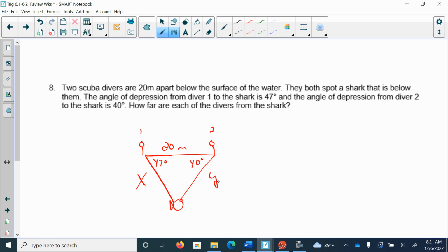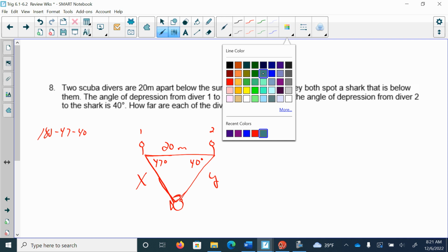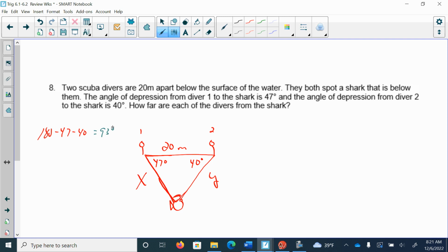I do not have it, oh, I can form an opposite pair. I don't have an opposite pair right now, but if I find this angle here, which I can, I'm going to have that opposite pair. So the first thing I'm going to do is take 180 minus 47 minus 40, and when I do that, I get 93 degrees. So this angle down here is 93 degrees.